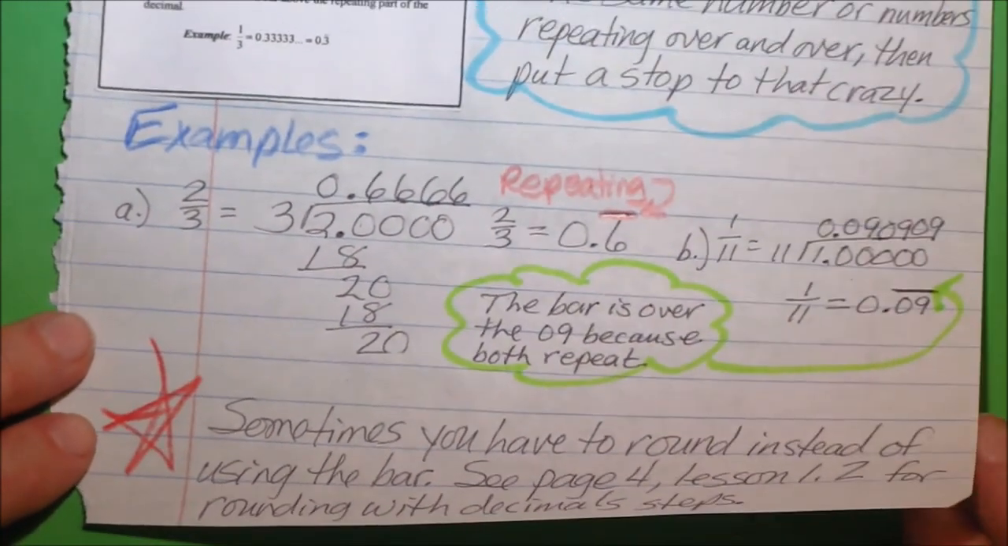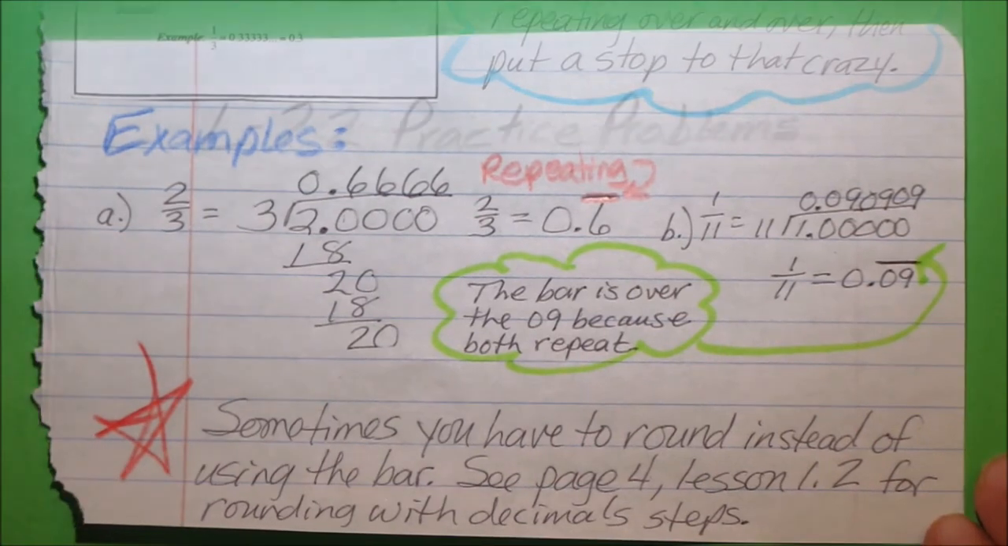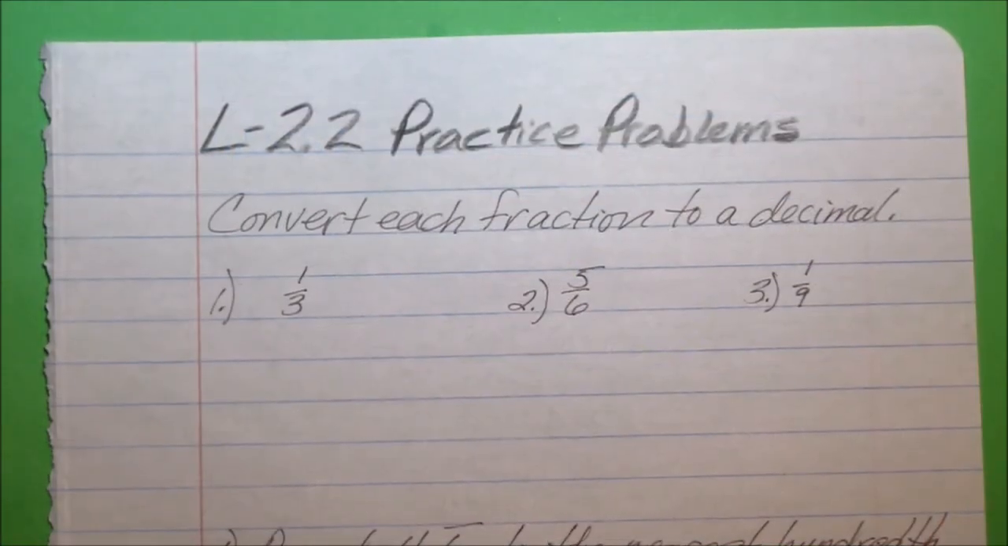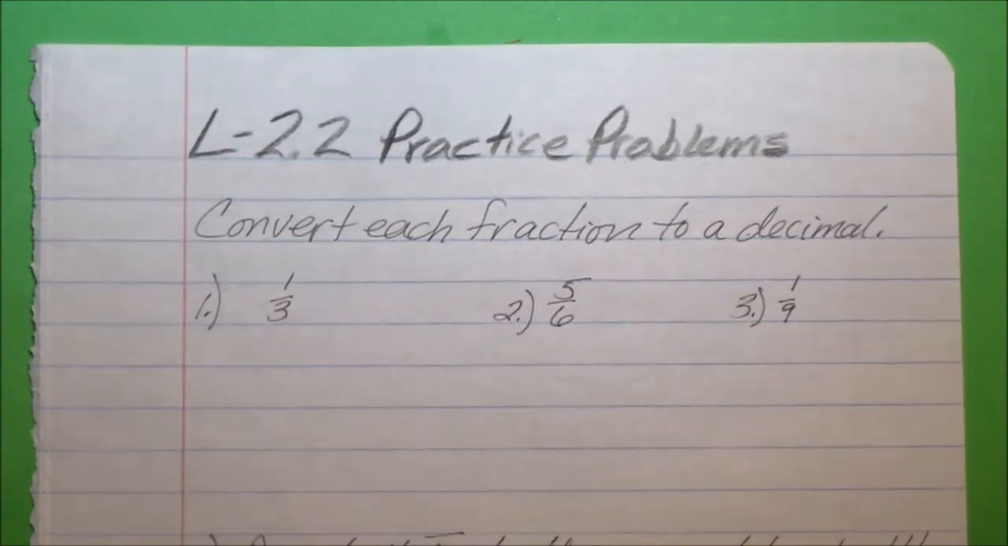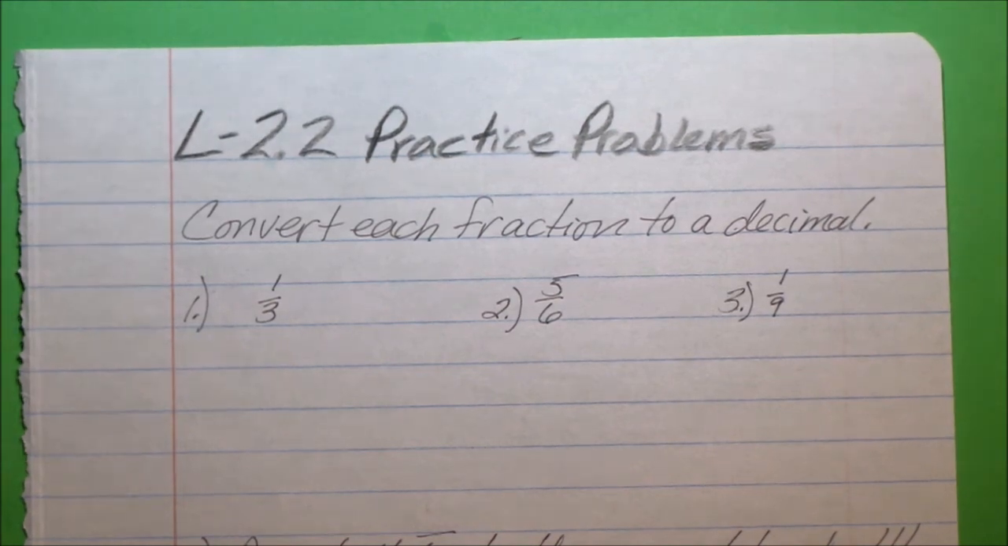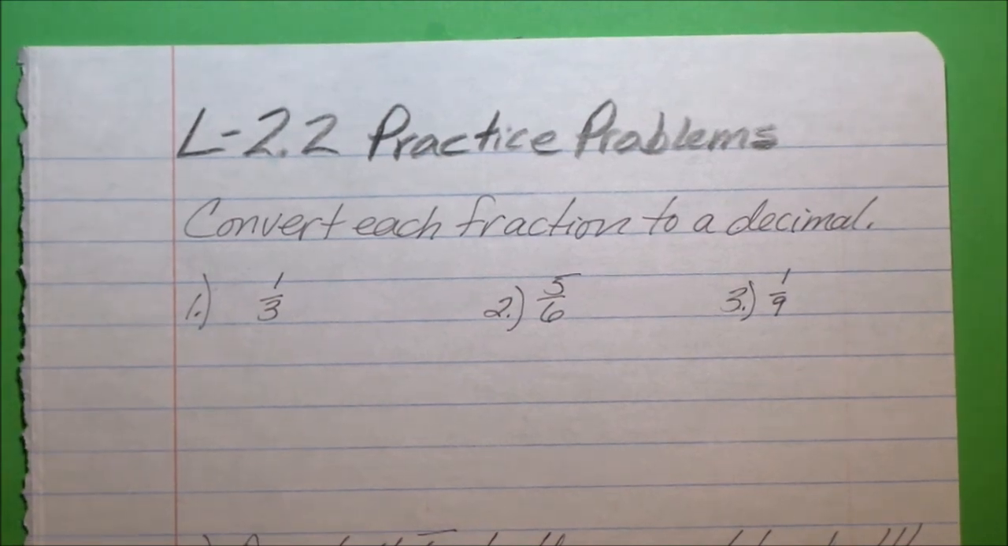And so now we'll take a look at some practice problems. Okay, so practice problems for lesson 2.2. The first three at the top here are simple: convert each fraction to a decimal, and you will get repeating decimals. So remember the rules we put into your notes for that.